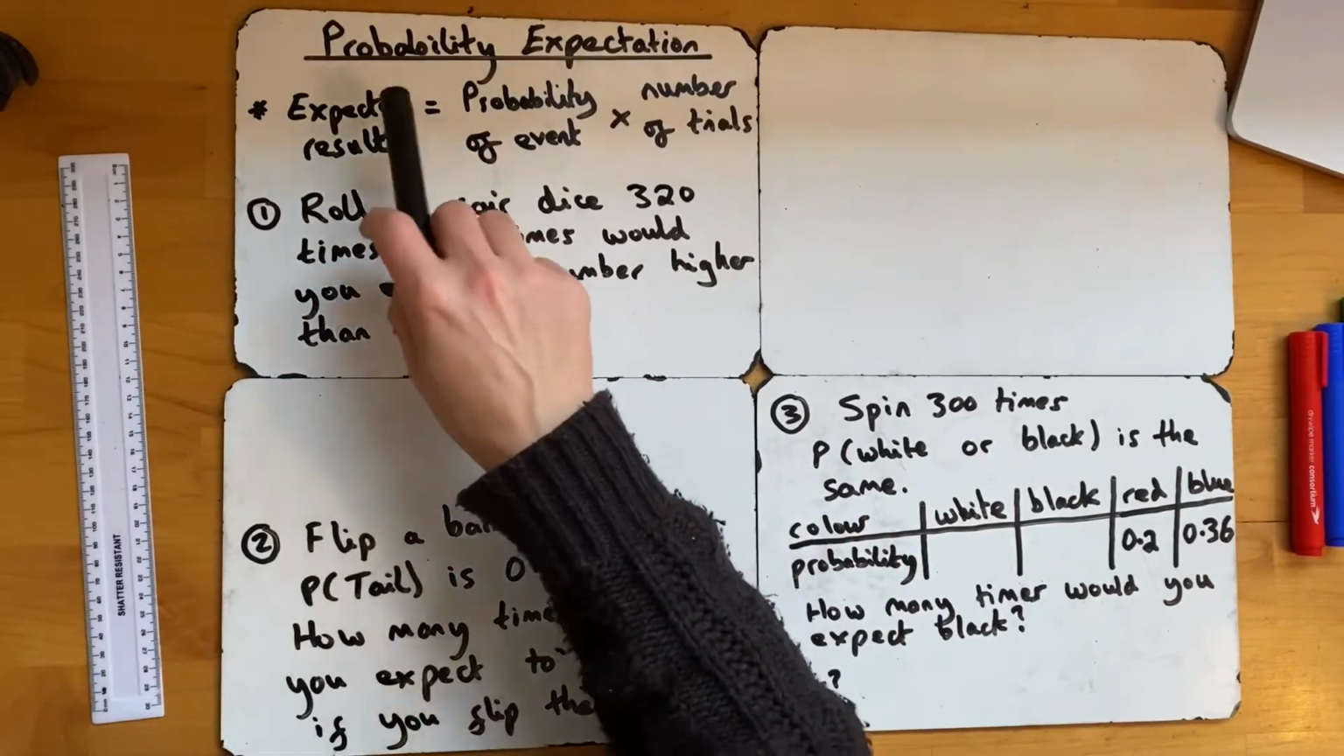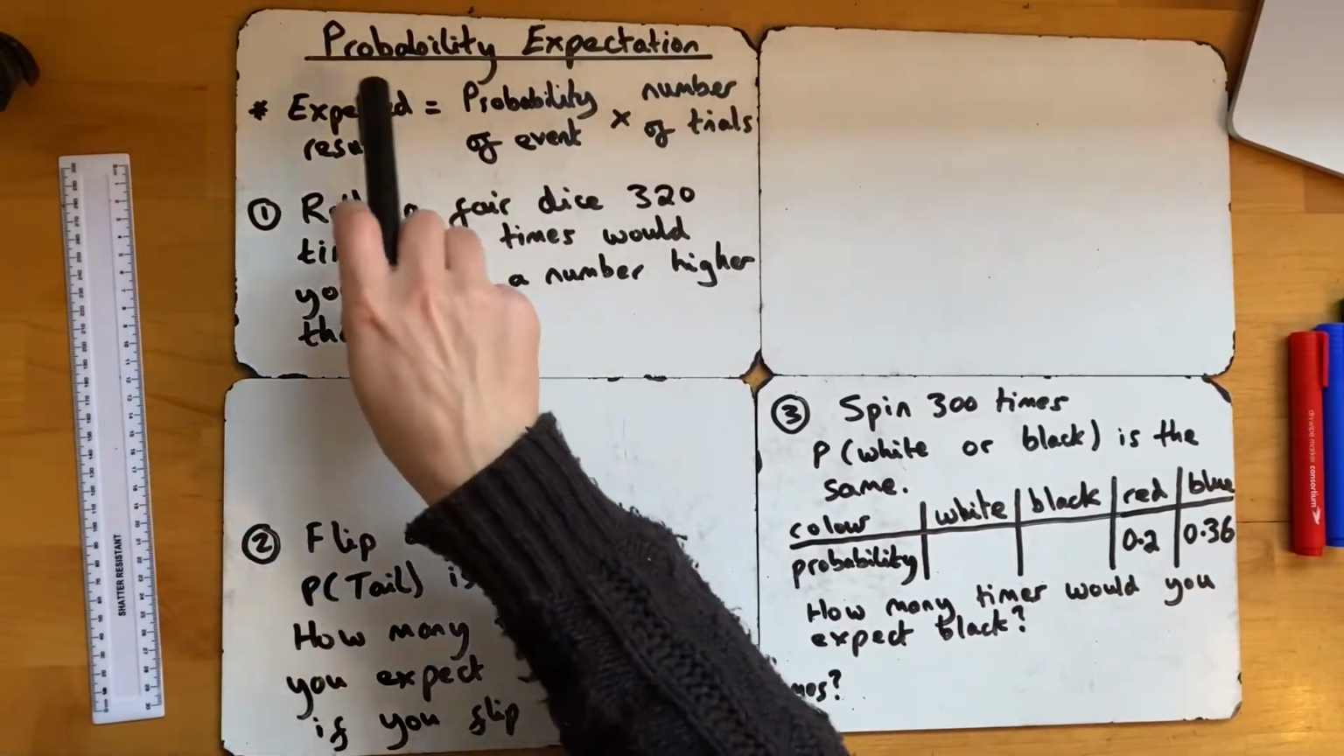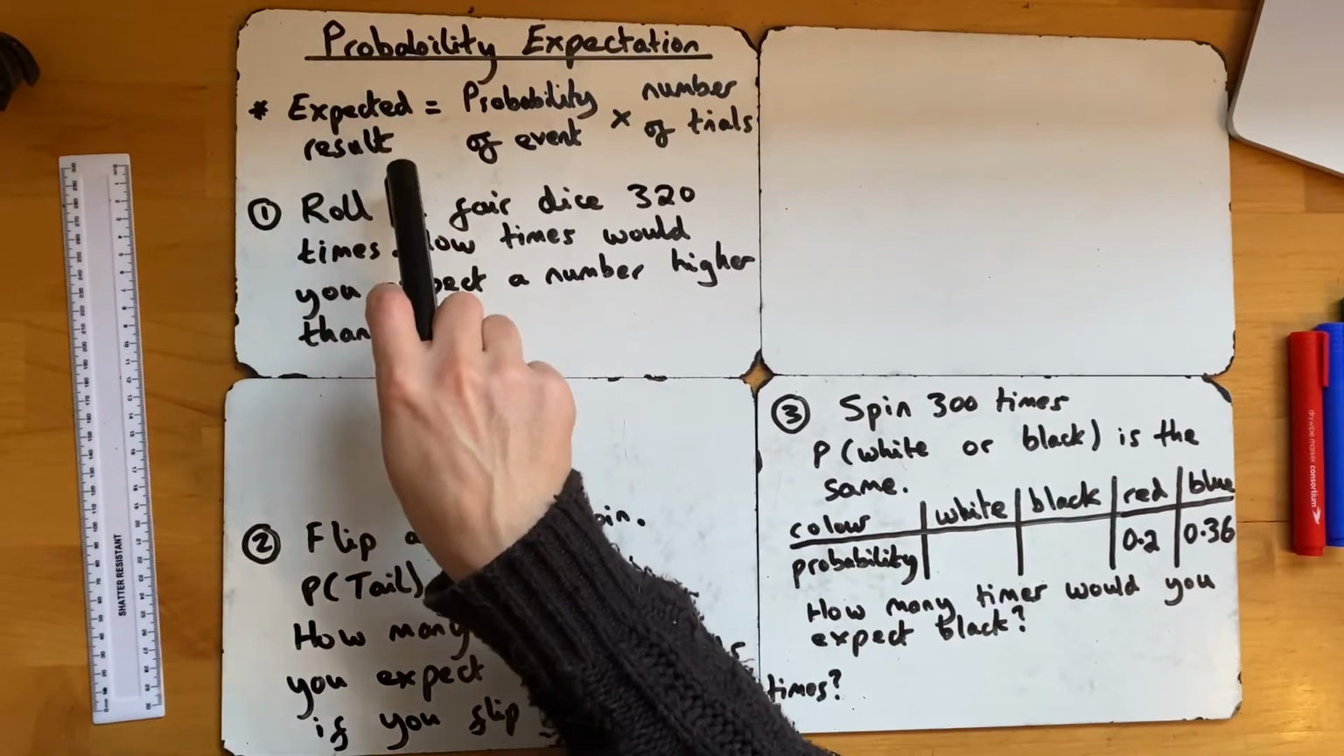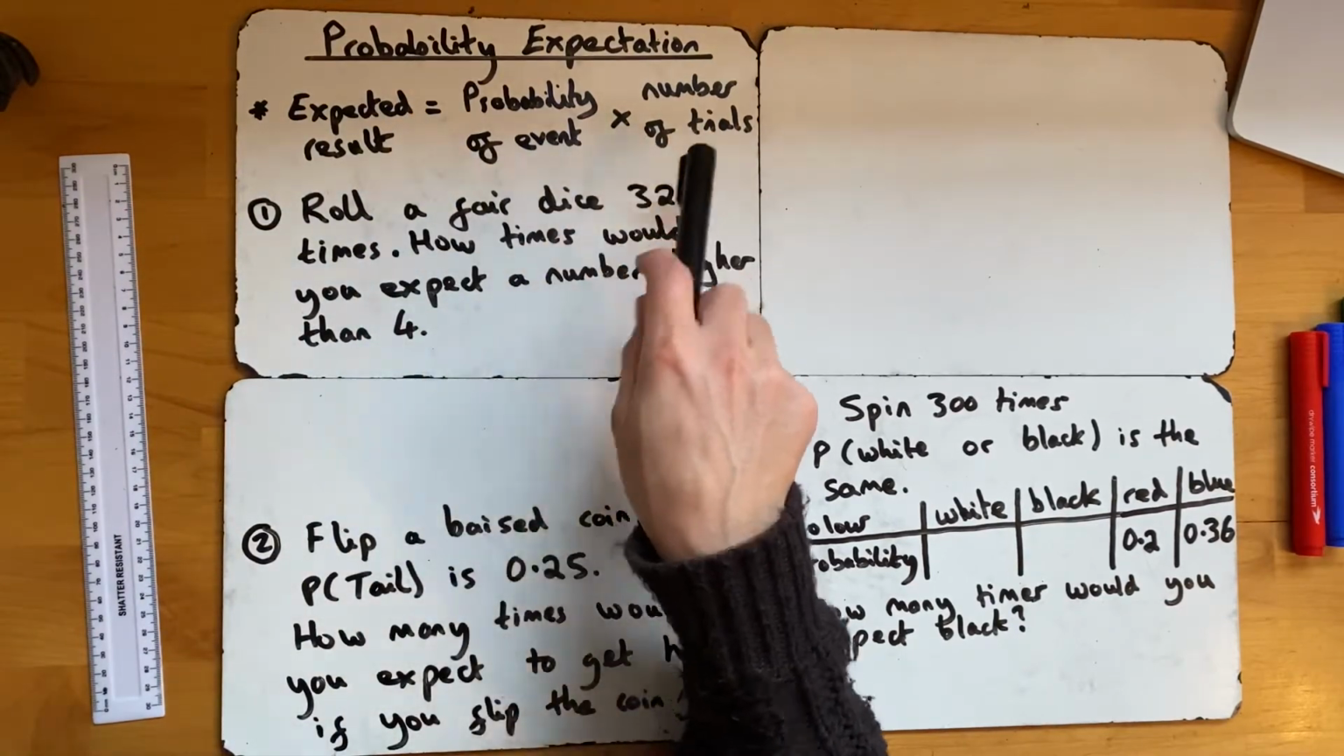Can you copy down the title, probability expectation, and copy this down. This is the keynote. Expected result is the probability of an event times the number of trials.